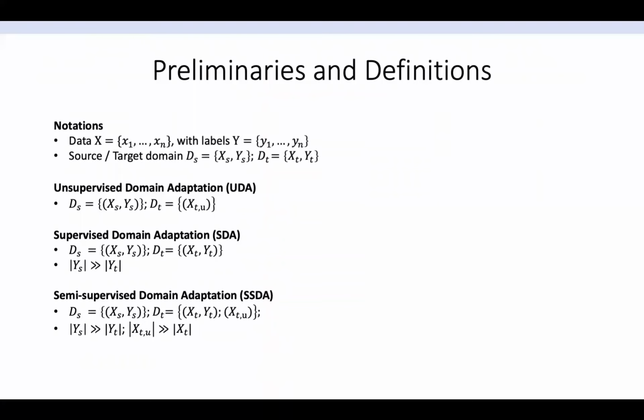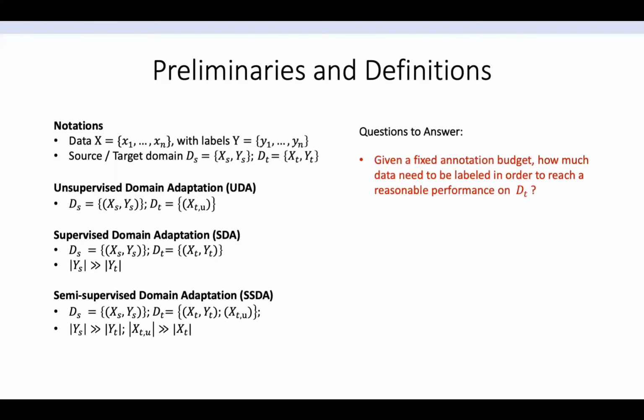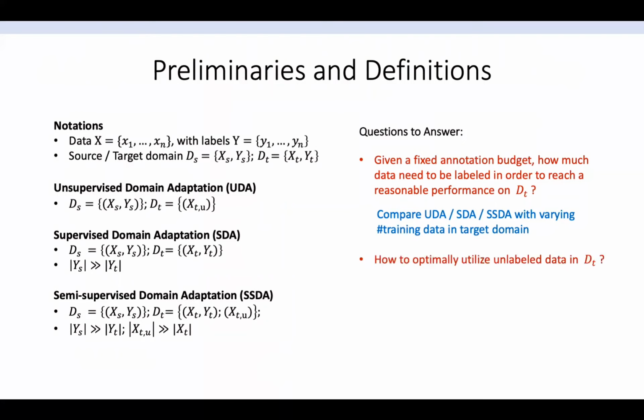We believe SSDA is more suitable for real-world scenarios, and in this work, we investigate SSDA by asking the following questions. Given a fixed annotation budget, how much data needs to be labeled to reach a reasonable performance on the target domain? We systematically compare UDA, SDA, and SSDA performance as a function of the number of available target data during training. The second question is how to optimally utilize unlabeled data. We explore semi-supervised learning to maximally leverage the information from unlabeled target data.